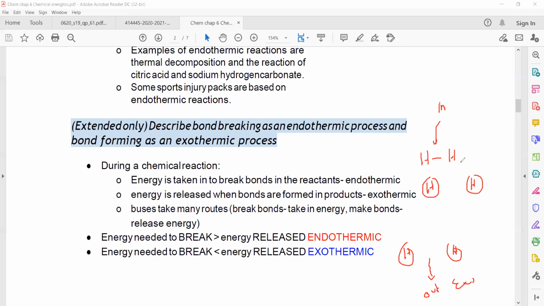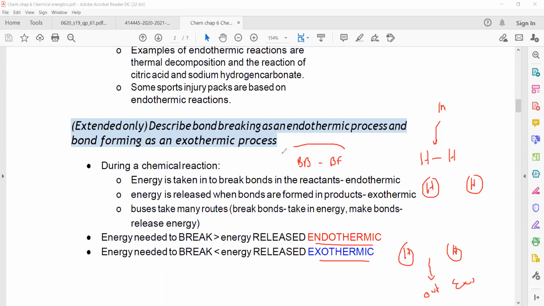So whenever a chemical reaction occurs, some bonds break and some new bonds are formed. But how do we work it out? We have to check which energy is more. If the energy needed to break the bonds is greater than the energy released, then the overall reaction will be endothermic. But if the energy needed to break the bonds is less than the energy released, then the reaction will be exothermic. So the overall bond energy change during a chemical reaction is bond breaking minus bond forming.